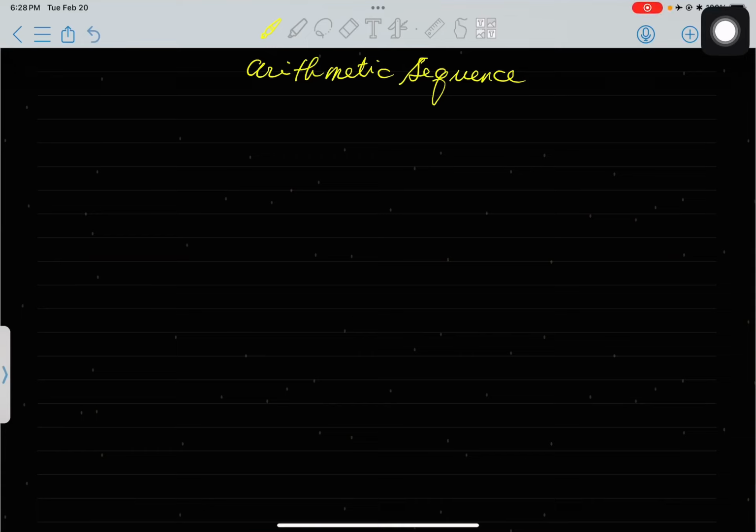Let's discuss arithmetic sequence. When we use arithmetic sequence, we are going to use this formula: a sub n is equal to a sub 1 plus the quantity n minus 1 times d. And here, our a sub 1 is the first term in a given arithmetic sequence. Always the first term is our a sub 1.